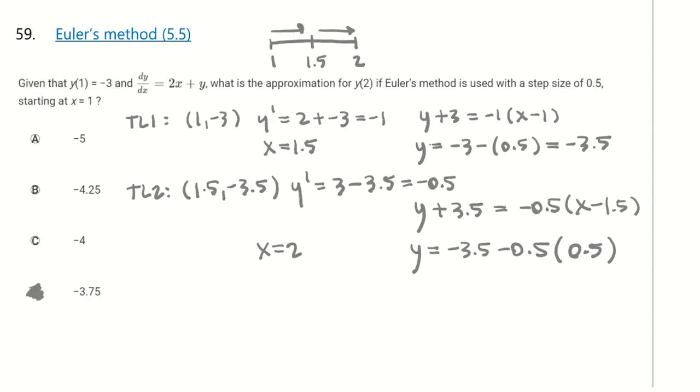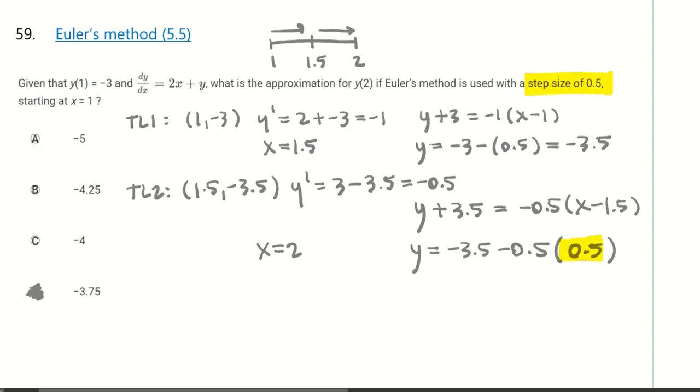Okay, and then I always point this out, but if you're always using the same step size and it's always 0.5, then that number that you're multiplying the slope by needs to consistently be 0.5. And if it's not, then you've probably made an error along the way.